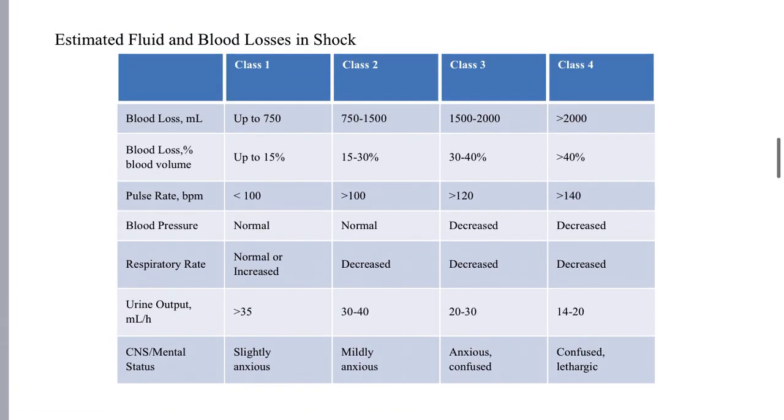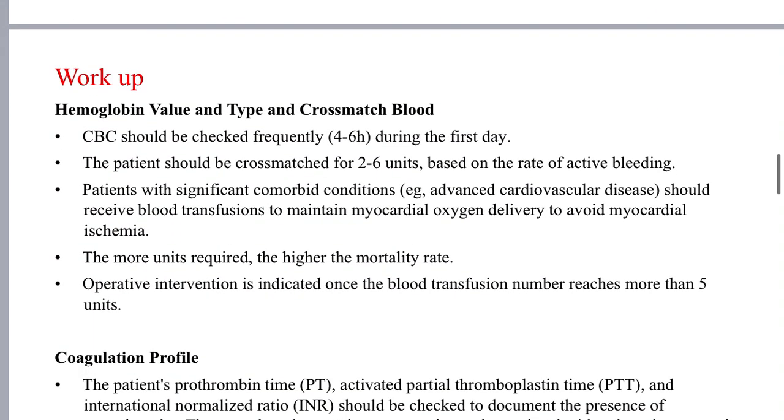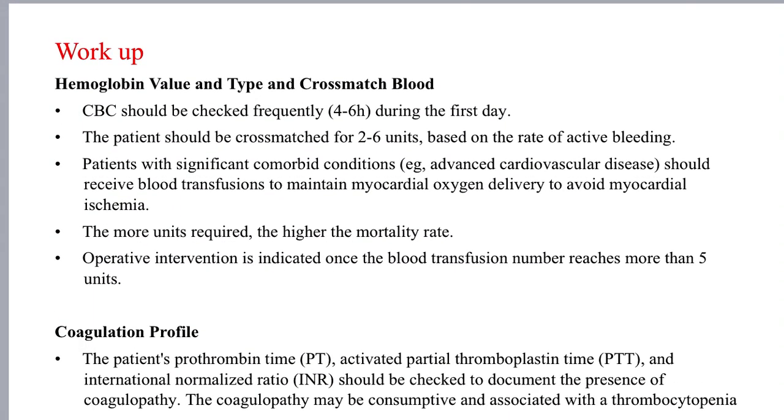So we have to estimate the fluid and the blood loss. Hemoglobin value, and we have to check hemoglobin value and type and cross match of the blood. Complete blood count should be checked frequently 4 to 6 hours during the first day. The patient should be cross-matched for 2 to 6 units. نحضر up to 6 units of blood based on the rate of active bleeding.